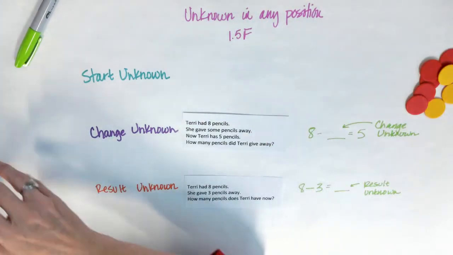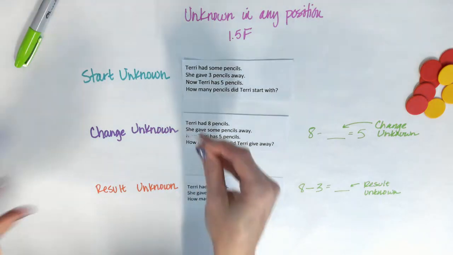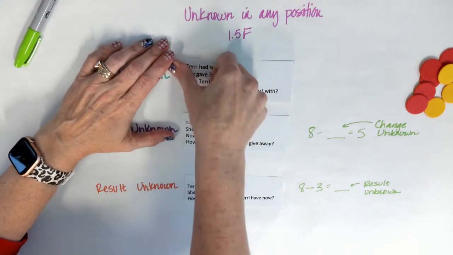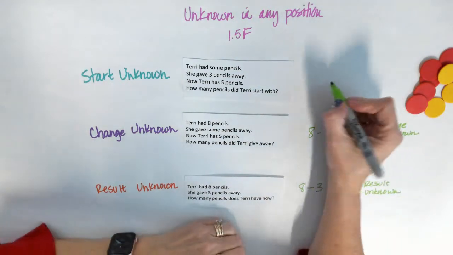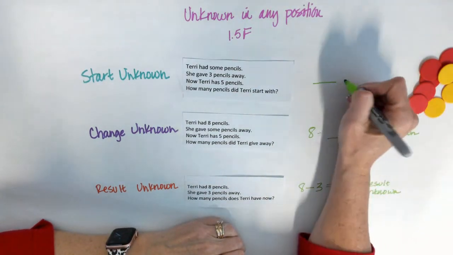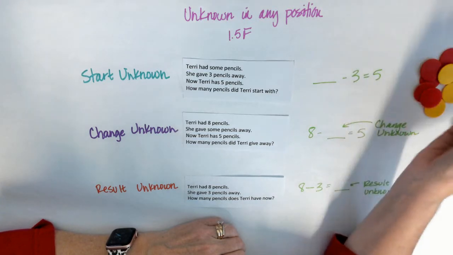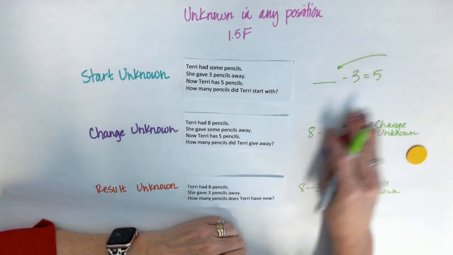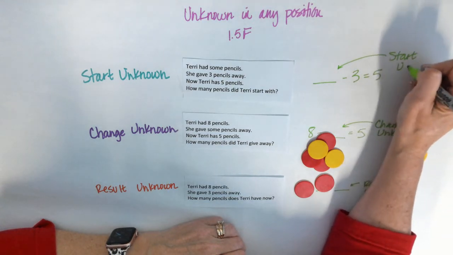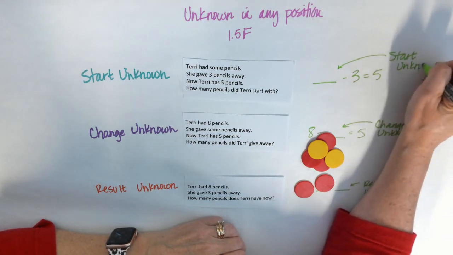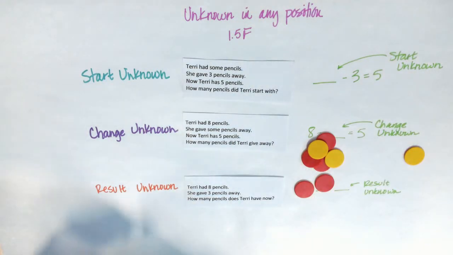And last is start unknown. Terry had some pencils. I don't know how many. Had some pencils. What happened? I gave 3 away. Now what do I have? I have 5. So this is called start unknown. I don't know what I started with. In the problem, I'm not told what Terry started with. I'm asked to figure out what Terry started with.